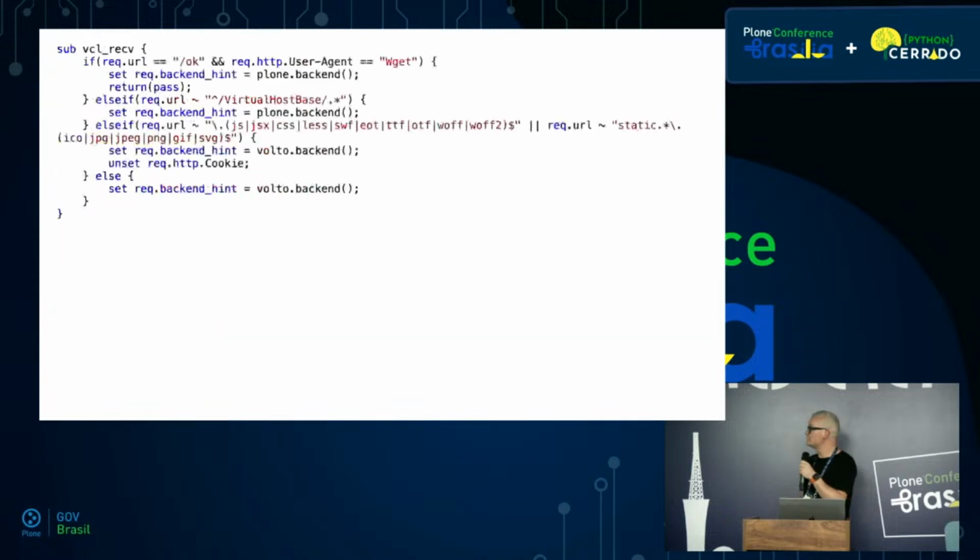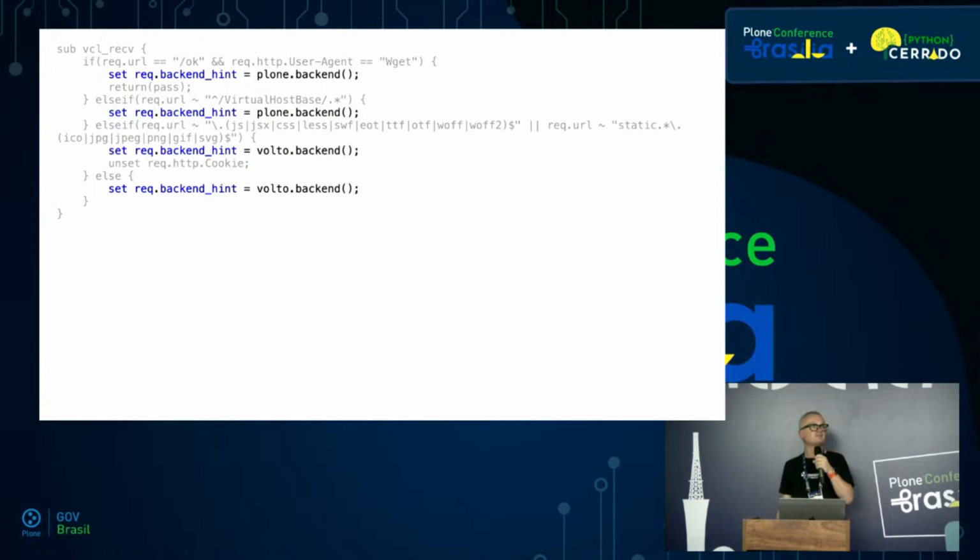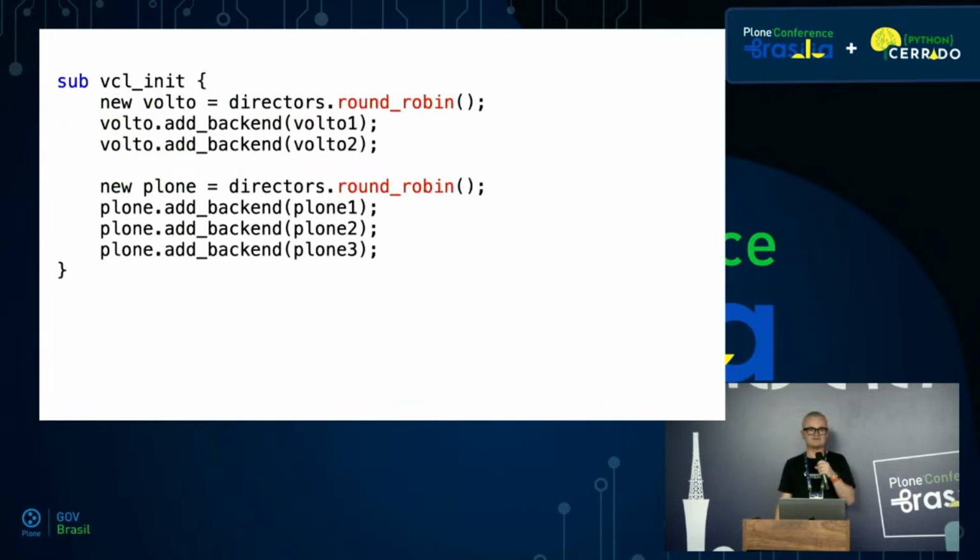Of course, within the Plone VCL, we're already doing some routing there. It could be load balancing too, where you would call Plone.backend if you have multiple backends, and things would be sent to Plone or to Volto. And if you have multiple ones, they would rotate. So you can have round robin, which is the standard one, but you can also do random or fallback. Maybe you have multiple Plones. If one falls over, you'll take the next one.